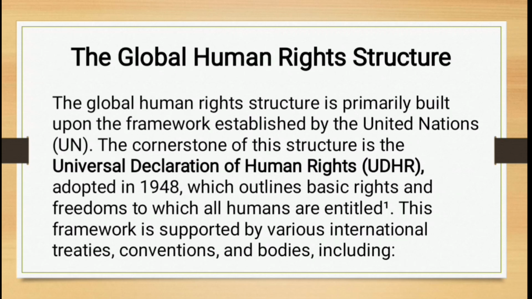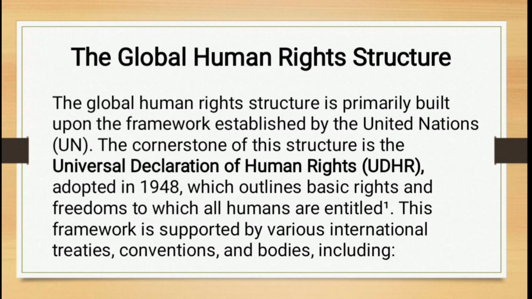The global human rights structure. The global human rights structure is primarily built upon the framework established by the United Nations. The cornerstone of this structure is the Universal Declaration of Human Rights, UDHR, adopted in 1948, which outlines basic rights and freedoms to which all humans are entitled.